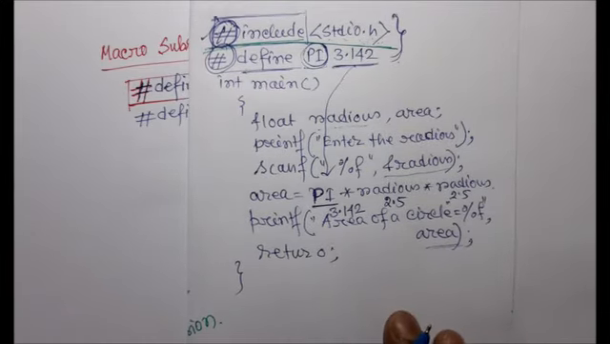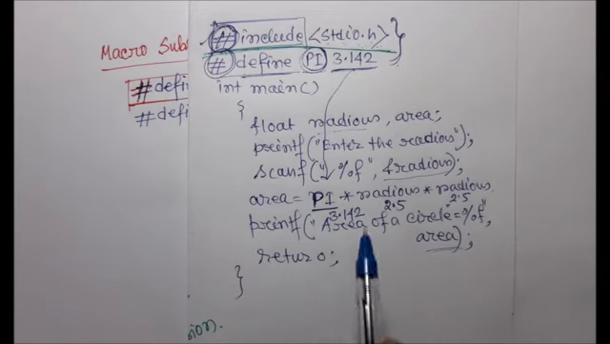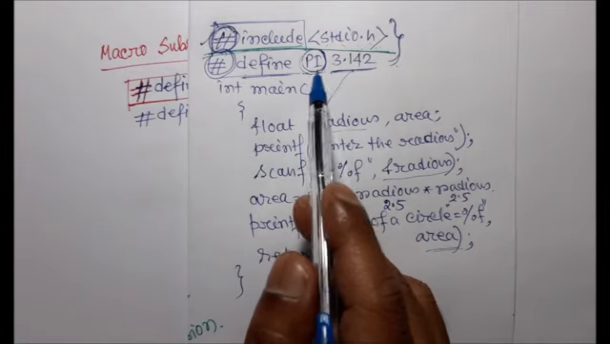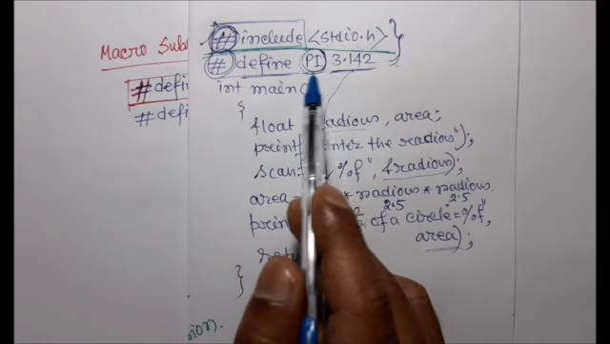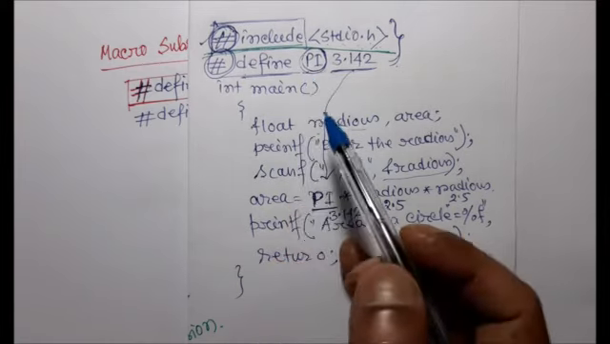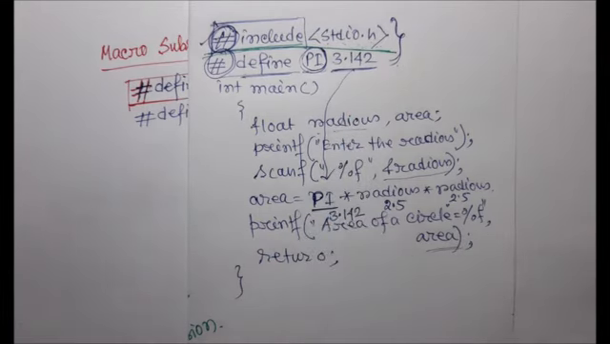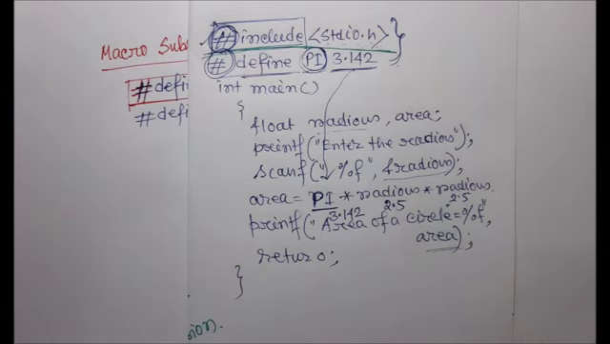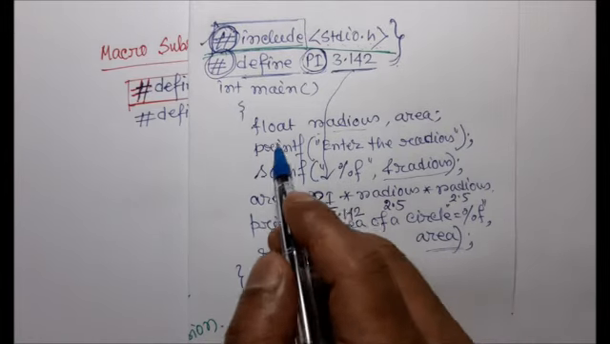So for the area of a circle, I want to calculate by using #define PI. PI may be any symbol, any name you can give, it's an identifier. We know that the area of a circle is pi r square. I have used r to mean radius. I have used two variables, one is radius, another is area, and both are float type variables.